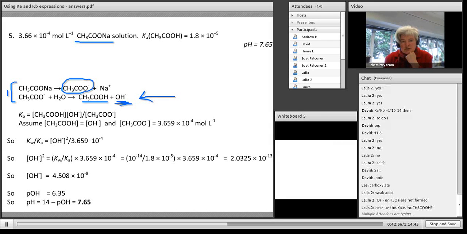Never ever put a spectator ion into an expression. If you have a spectator ion in an expression like nitrate or sodium or chloride or something like that, you've done something wrong, because a Ka or a Kb expression has got nothing to do with those spectator ions. They're sitting there doing nothing.